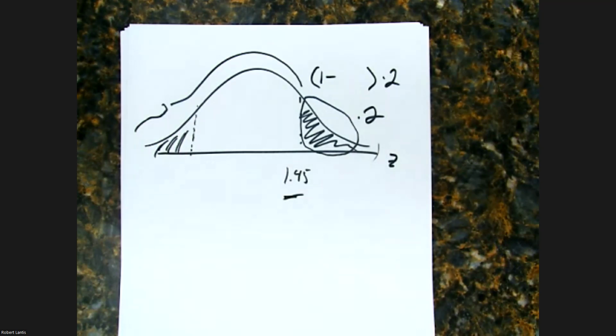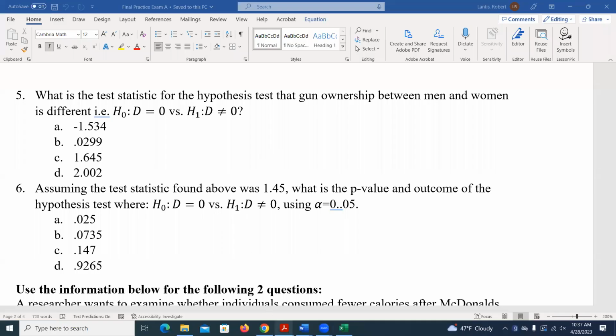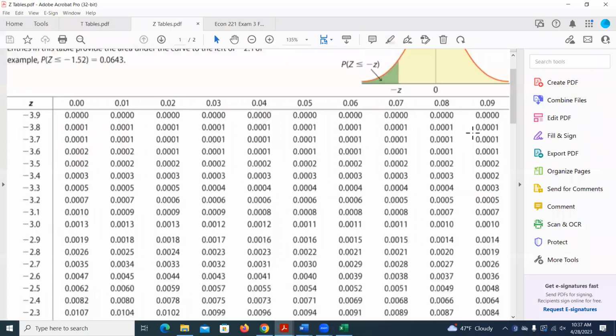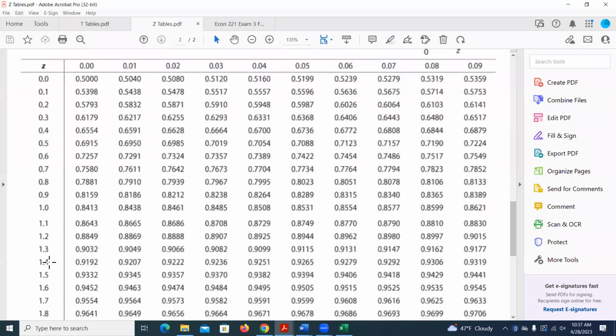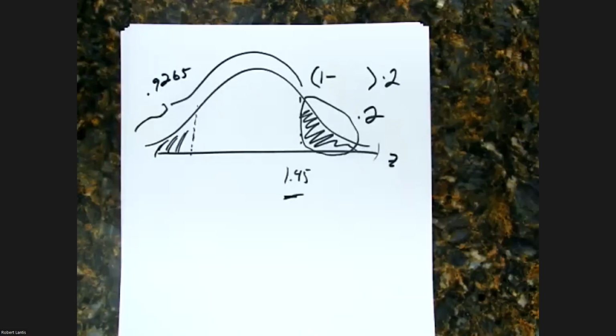Well, once I have the area in the right, I have to remember, well, it's a two-tailed test, so I need to multiply that area by 2. So what that would look like, we go to our Z tables, we look up 1.45, so 1.45, 0.9265, right? I then have to say, oh, well, I know that's not my p-value, and this is a good check.